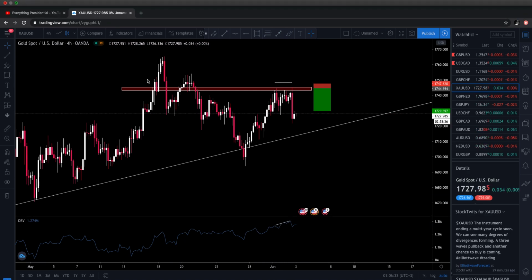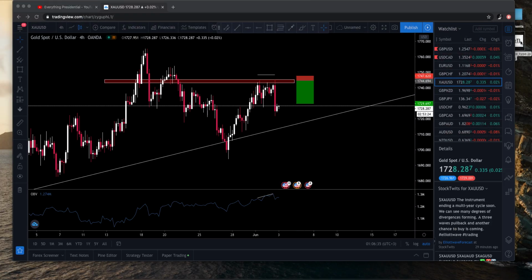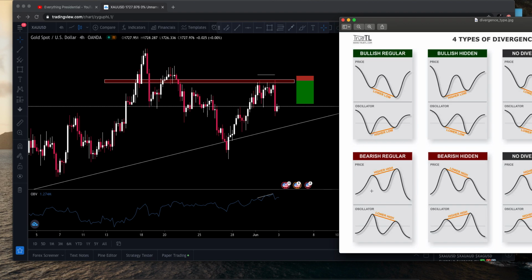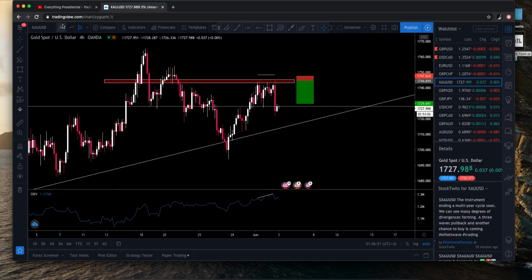What does this indicate? If we open our cheat sheet right here, which I use all the time: the market is making equal or lower highs, but the OBV, or the oscillator, is making higher highs, which means bearish hidden divergence. Bearish hidden means that the trend is going to continue downwards. So if there's divergence on the 4-hour time frame on the GBP pairs, I would normally go for 150 to 200 pips as my take profit.